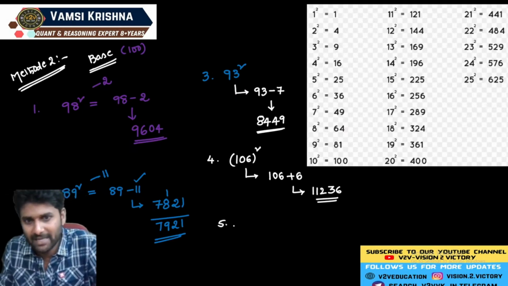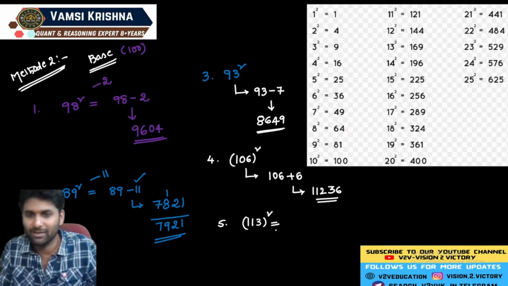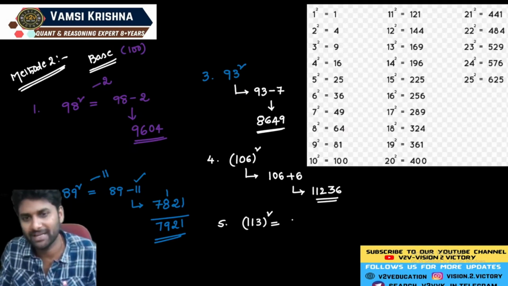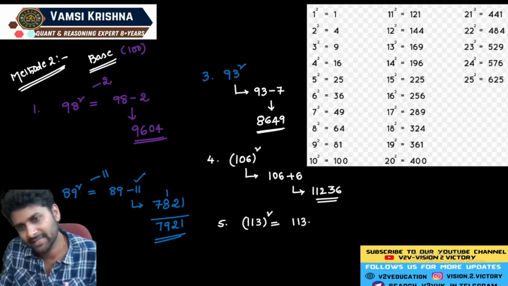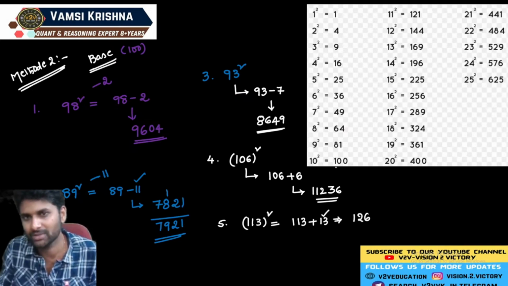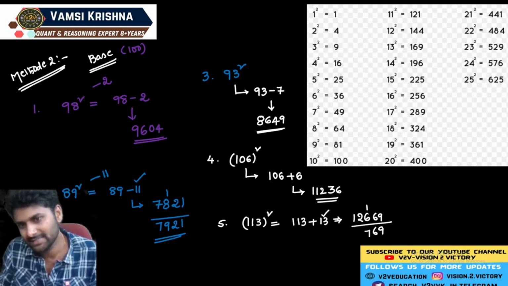Is it clear if more than 100? Just tell me, what is the value of 113 square? Now you already know that 113 is 13 units more, right? So 113 plus 13 is equal to 126. And you already know that 13 square is equal to 169, right? And 1 carries over here, 69. Answer 12769. Is it clear?